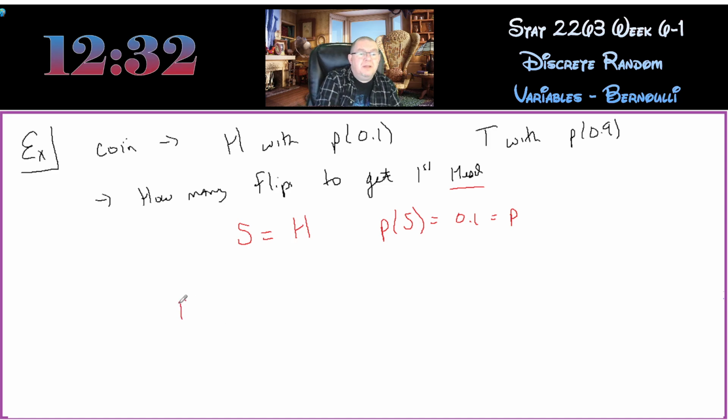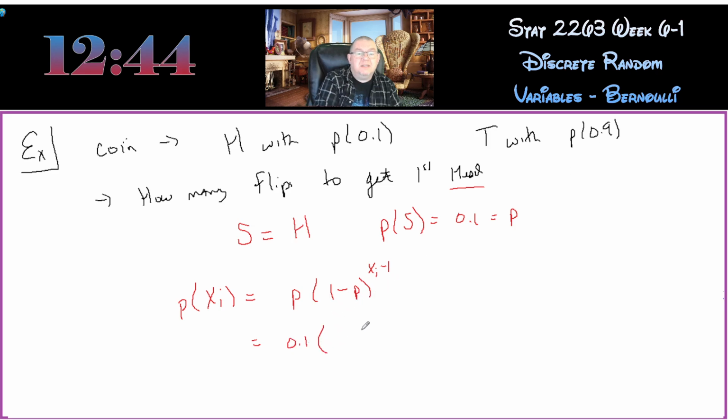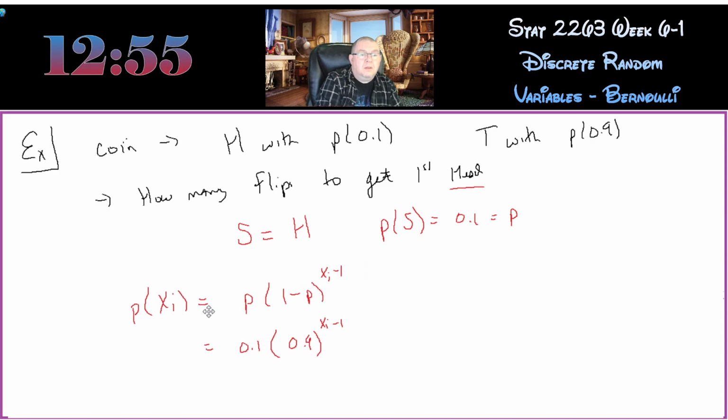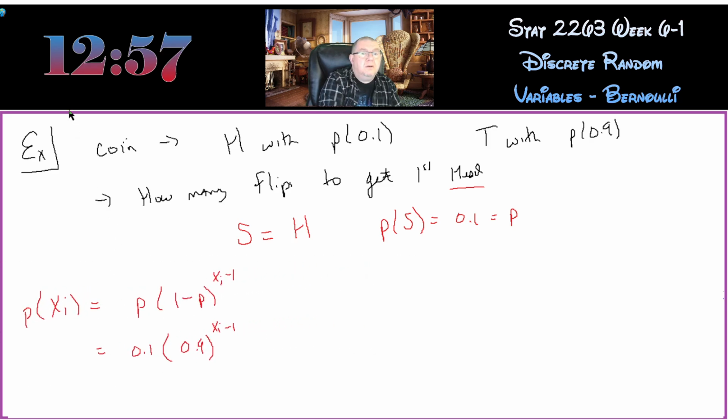So this tells me that the probability of any xi is equal to p times (1 minus p) to the xi minus 1, where p is 0.1 and 1 minus 0.1 is the probability of failure, to the xi minus 1. Let me just move that over a bit.